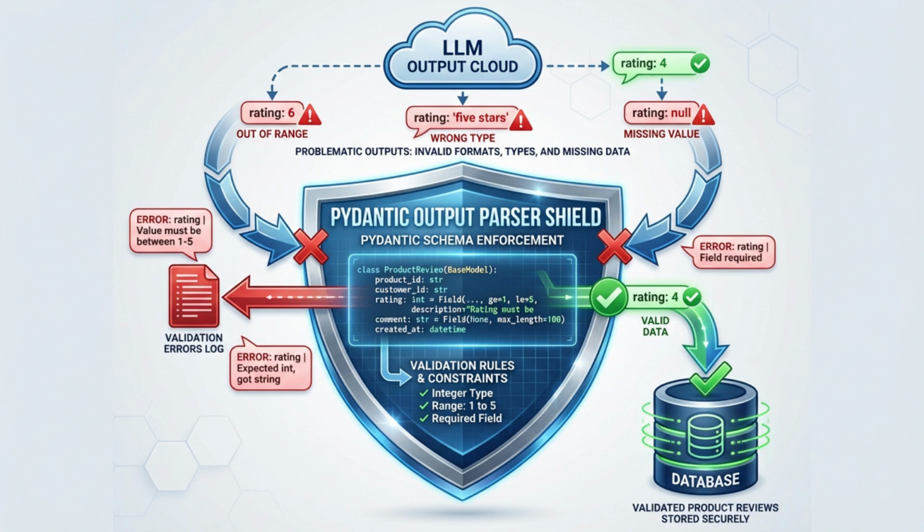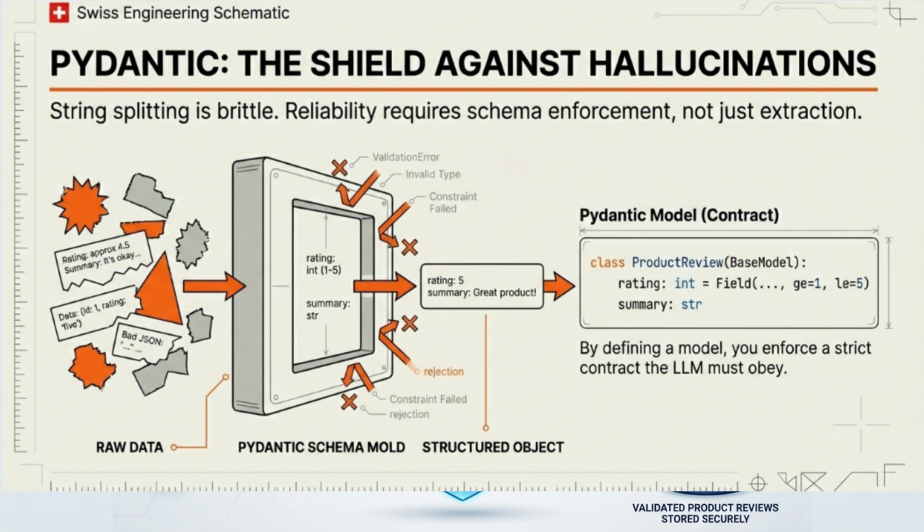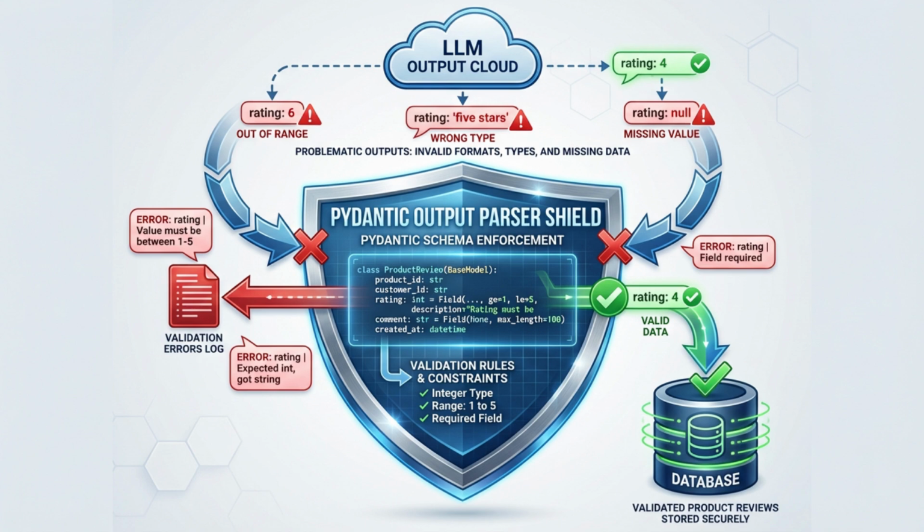Now, if you're just using string parsing, maybe some regex, you're in trouble. Any one of these could slip through, corrupt your database, break your analytics, and give your users completely wrong information. But here's where Pydantic becomes your shield. Look at the center. We define a strict schema. Rating must be an integer, and it must be between 1 and 5. That's it. Now watch what happens.